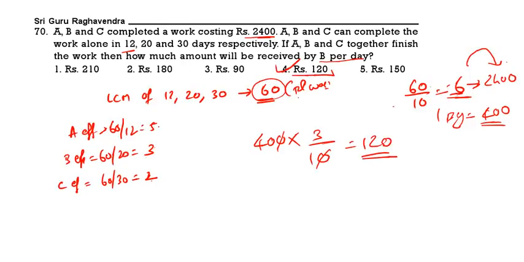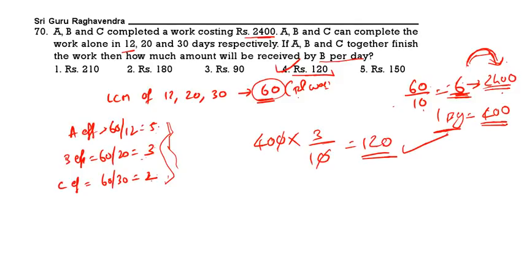So 60 is the total work. Efficiency of ABC together is 10, so 6 is their total work. So 6 parts equal 2400. If all ABC are working together, for 6 days they will get 2400, and for 1 day they will get 400. So B will get how many parts? Means 120 is the correct answer.